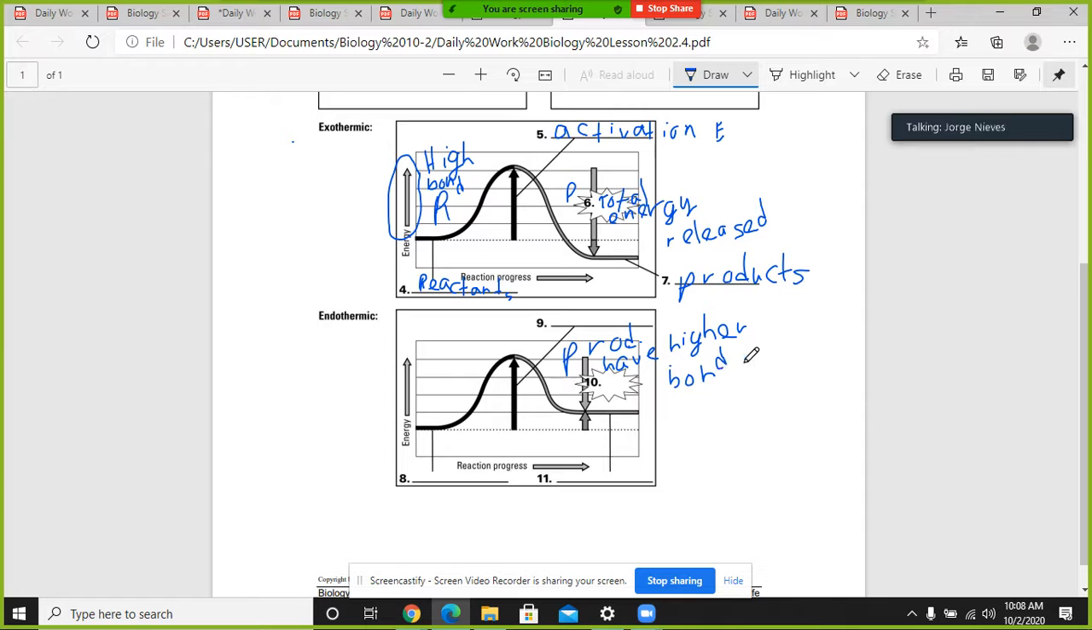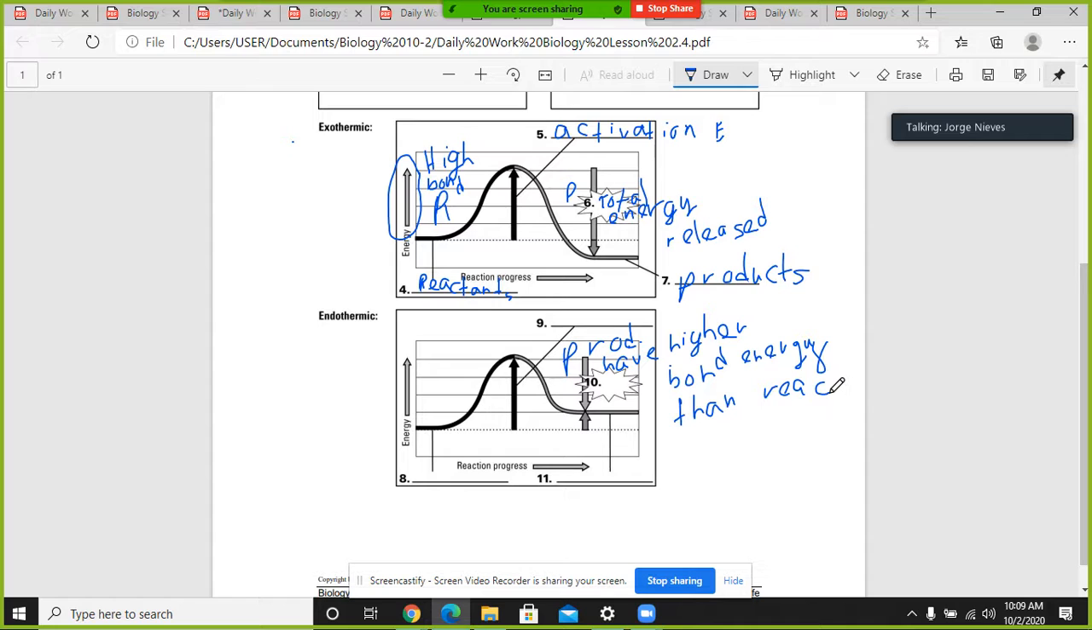Voy a decirle ahora que cada partecita, no escribe esto rápido. Have higher bond energy than reactants. Okay? Than the reactants. A diferencia de exothermic, que los reactants have higher bond energy than products. Okay? Aquí es al revés. Recuerden, es al revés. Higher bond energy than reactants. Okay? Okay, so number 8, ¿verdad?